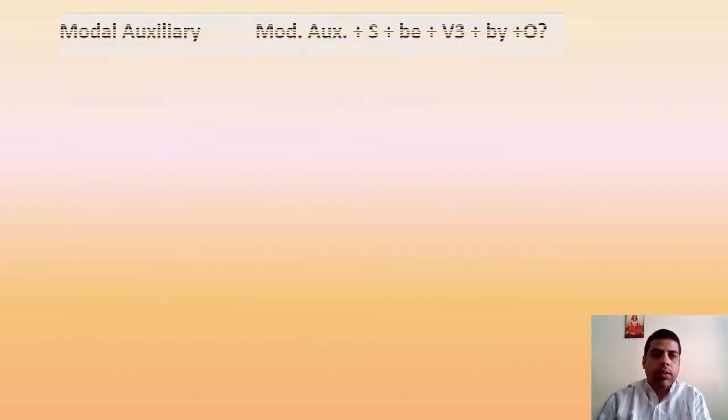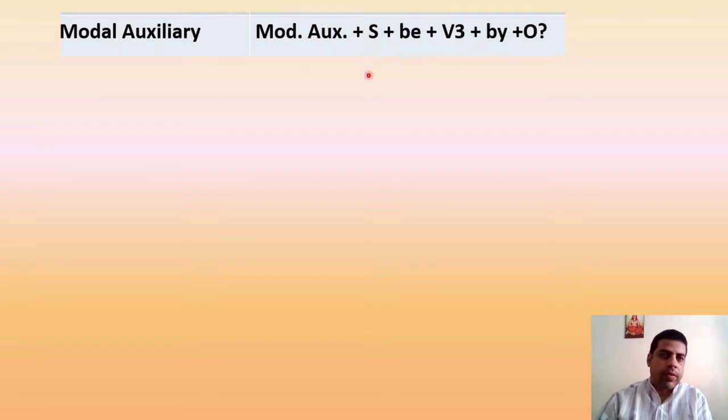Coming to discuss modal auxiliary form. In most of the cases except shall and will, we use the same modal auxiliary plus subject plus be plus V3 plus by plus object. Let's look at the first example with will.